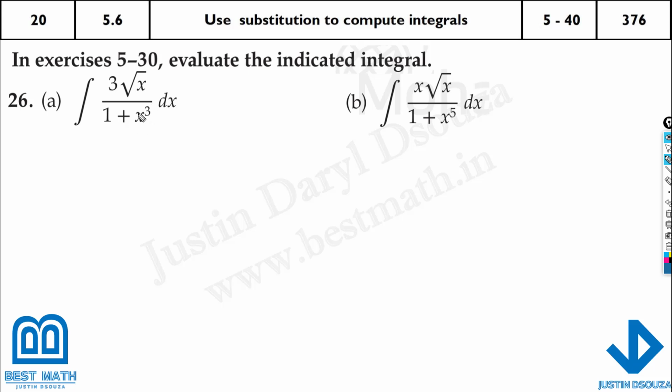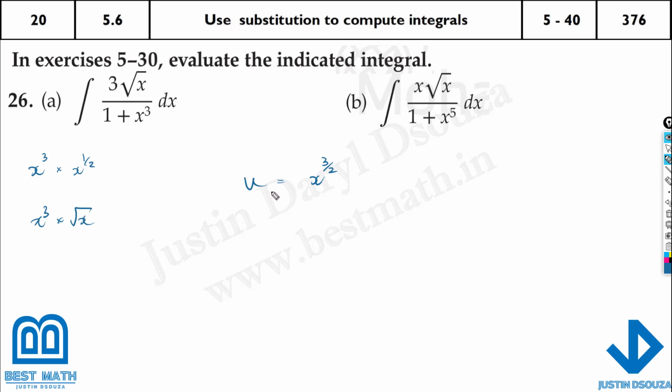We need to manipulate this x to the power 3. So how do we manipulate this? Instead of taking u as x power 3, let's take it as x power 3 by 2. Why? Because this is a radical, that's power half. So we have x power 3 in it and we have square root x in it. When we simplify this, we are going to get 3 by 2, isn't it?